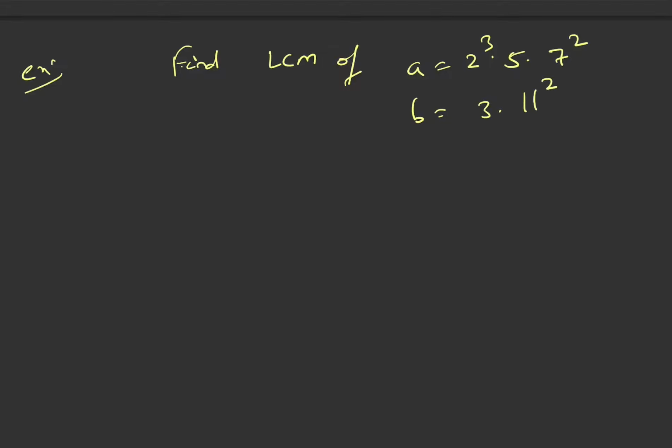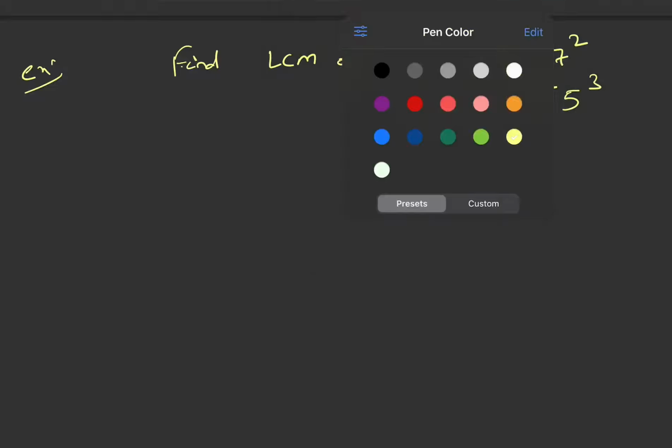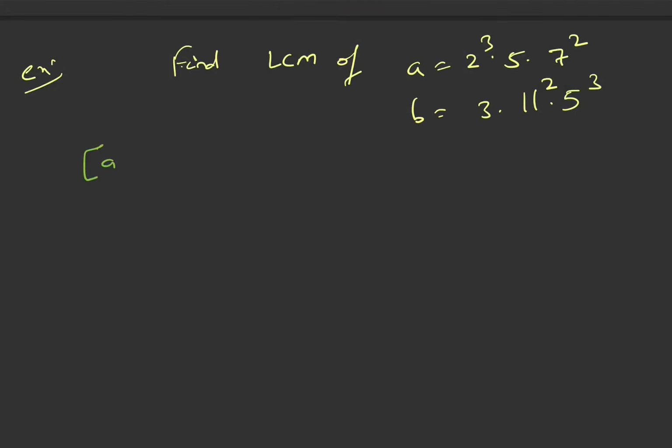For example, if I give you to find the LCM of, say, A is equal to 2 power 3 into 5 into 7 square, and B is equal to 3 into 11 square into, say, 5 cube, right? So you need to find the LCM. So what is the LCM of A and B?